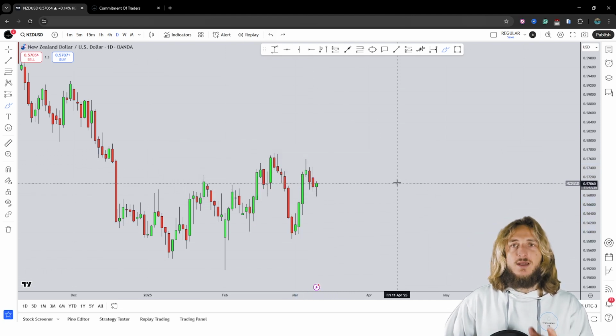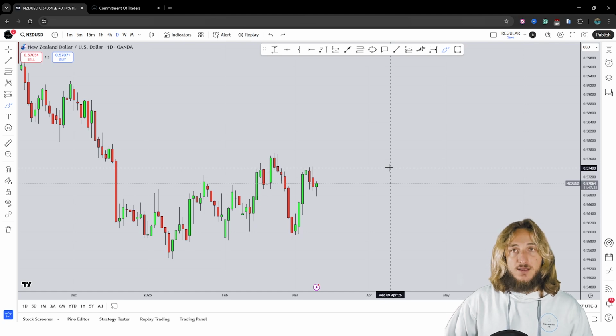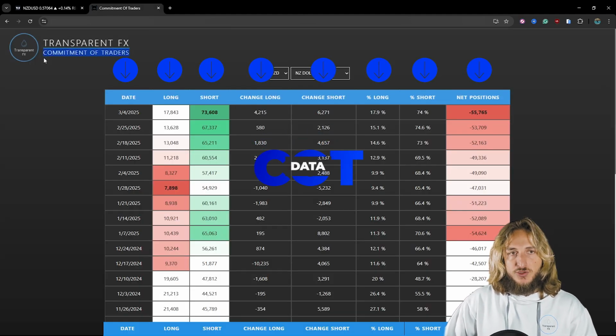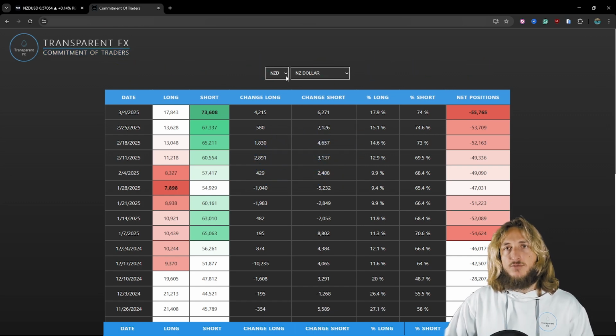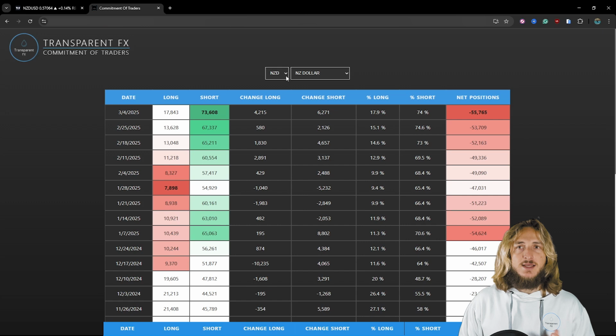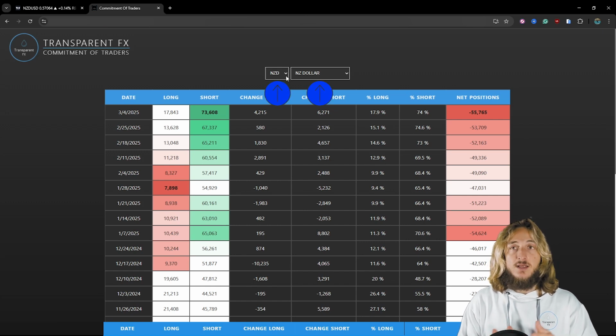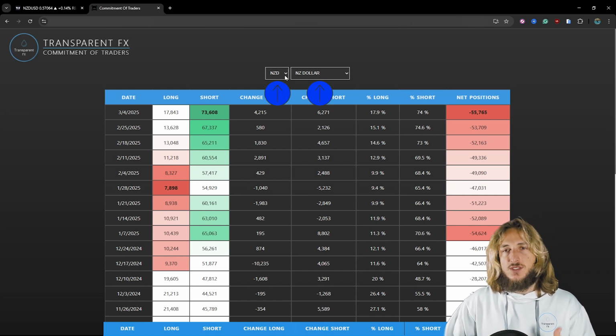Well, before we dig deeper into what we have here from a technical perspective, first, let's go and see what we have when it comes to the commitment of traders, so what the big players in the market are doing. Now, if we're looking at the data for the NZD, the first thing to keep in mind is that we are actually looking at NZDUSD because all currencies on the spot are traded against the USD.